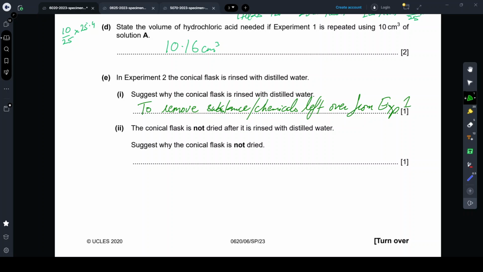The conical flask is not dried after it is rinsed. Why is it not dried? Karan, you can answer that. I don't know. Right, so whatever distilled water is left clinging over there is not going to affect the molarity of sodium hydroxide. So it will not change the number of moles.